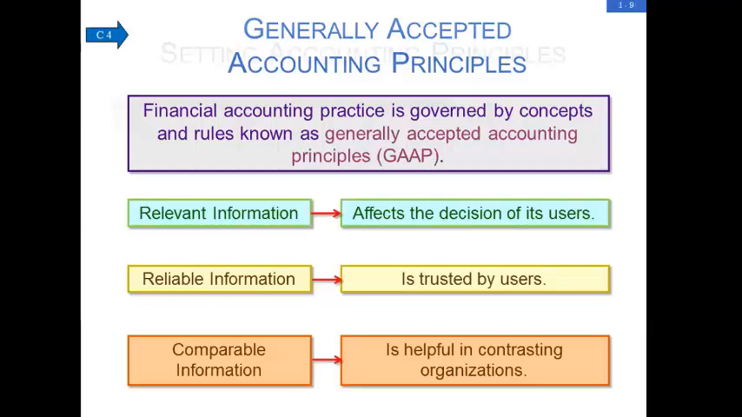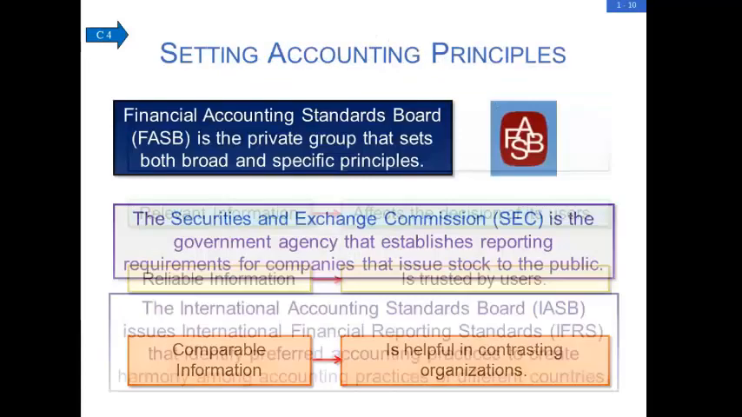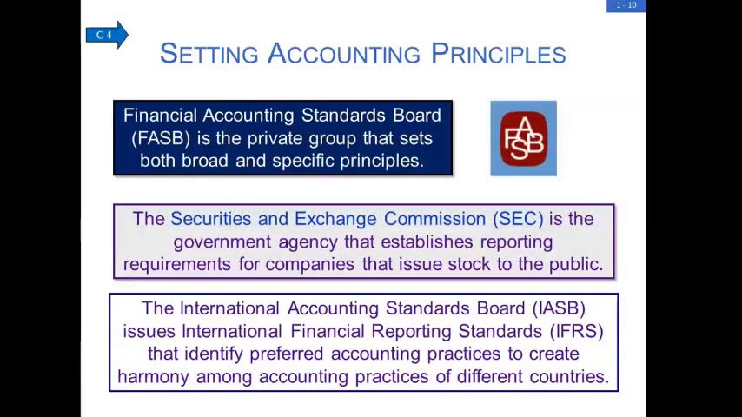Now, who sets those rules in the United States? That would be the FASB, the Financial Accounting Standards Board. Actually, if you go back and look at the history, which we're not going to do, there have been several groups that have set the accounting rules, but the current one is the Financial Accounting Standards Board. Interesting thing about the FASB, it is a private organization. It is not part of the government, and they have the authority to make accounting rules.